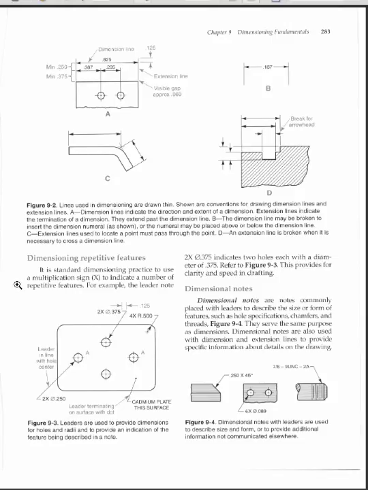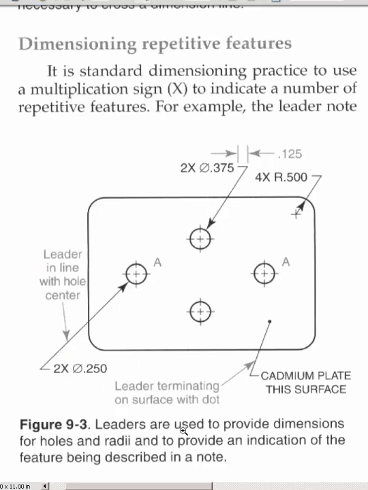If we take a look down here, we have a good example of what to do when you have repetitive features. For example, when you have 2 holes of a certain size, you can use a number of occurrences, x, to represent multiples of, the symbol, and then the value. Now this doesn't mean multiply the value by this number, it means this feature is repeated 2 times. Same thing down here, 0.25 diameter is repeated twice, and a little letter is thrown in to make sure you understand which one's which.